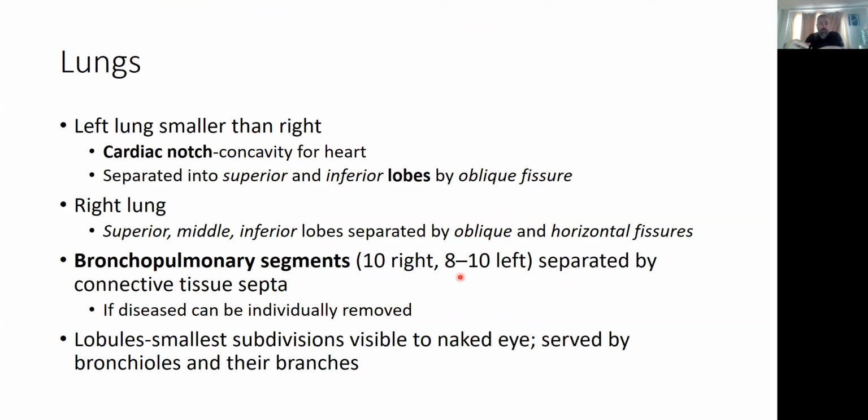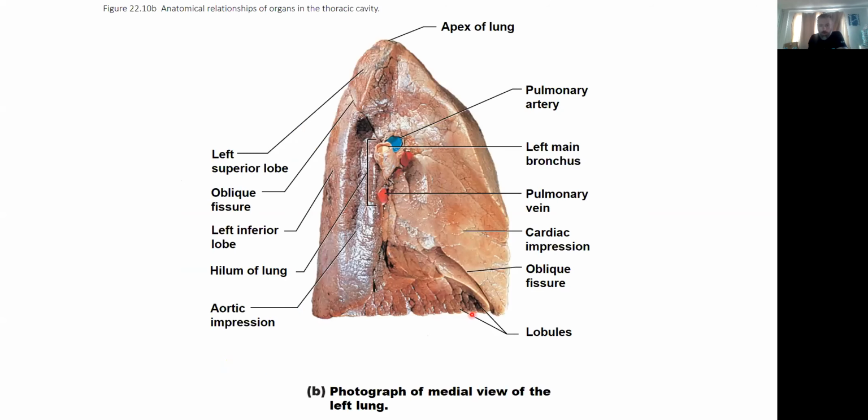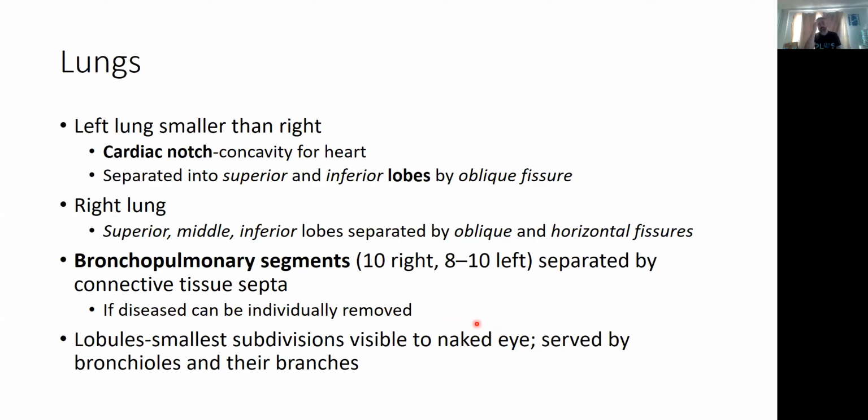So if you have an issue with one of your bronchopulmonary segments, it can be completely removed without damaging any of the tissue around it. And then within these segments, we have even smaller subdivisions called lobules. If we go here to the bottom of the lung, you can see each of these tiny little chunks, right? Each of these is a lobule. And those are really the smallest subdivisions that we can see. And that's where bronchioles are going to serve.